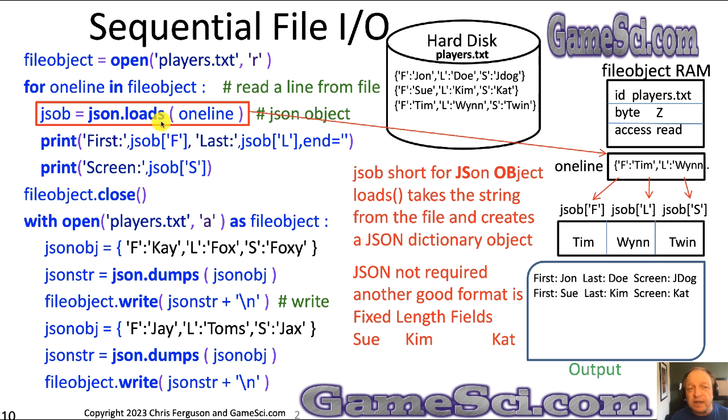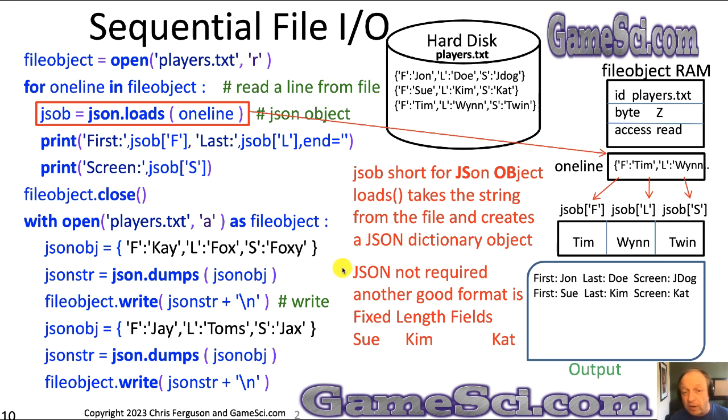JSOB equals JSON.loads(one line). Take that one line of data from the file and build a Python dictionary out of it. JSOB is short for JSON object. loads takes a string from the file and creates a JSON dictionary object.